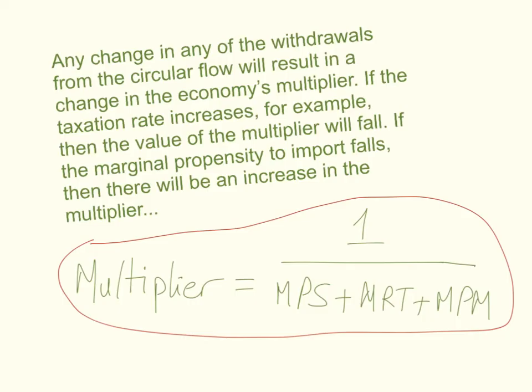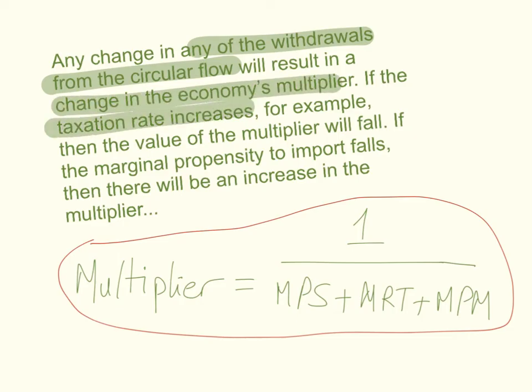Now, it's also important to remember that any change in any of the withdrawals from the circular flow will result in a change in the multiplier. So say, for example, if the taxation rate increases, the value of the multiplier will fall. As you can see, the multiplier is equal to 1 divided by MPS plus MRT plus MPM. So if the marginal rate of taxation rises, this means the denominator will increase, and therefore the value of the multiplier will fall.